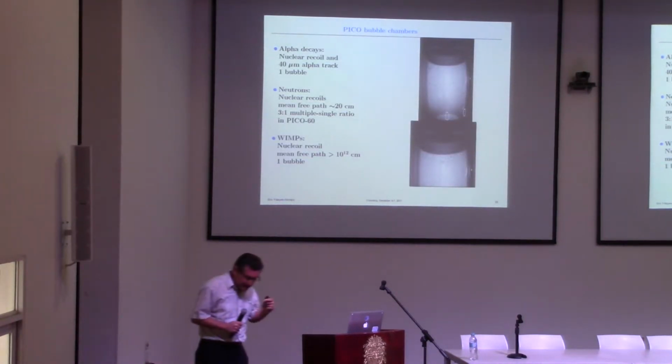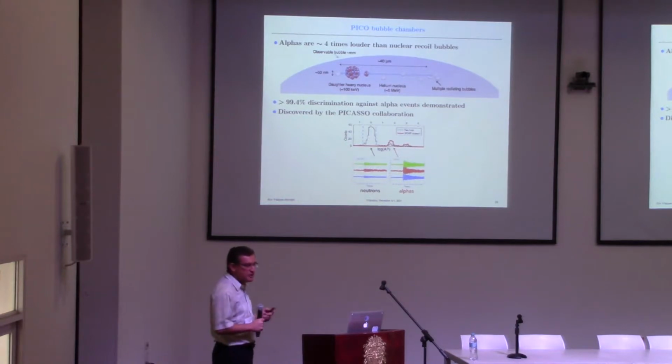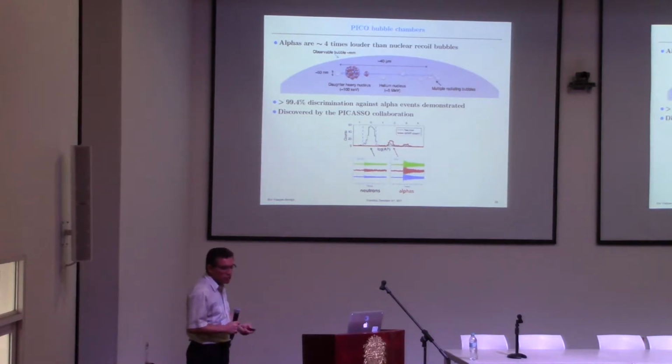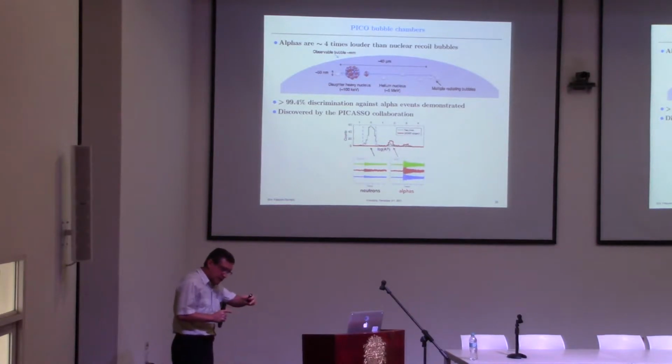I told you that we have these piezoelectric acoustic transducers, and the reason is that single bubbles produced by alpha decays are louder than those produced by nuclear recoils. To the camera, they look identical. You cannot distinguish whether a bubble is coming from a neutron or an alpha. But the PICASSO collaboration discovered that alphas are louder. In the case of a neutron, the interaction is basically a nuclear recoil. The neutron comes, hits the nucleus, and the nucleus recoils a few nanometers and deposits a few keV. And that gives us a macroscopic bubble.